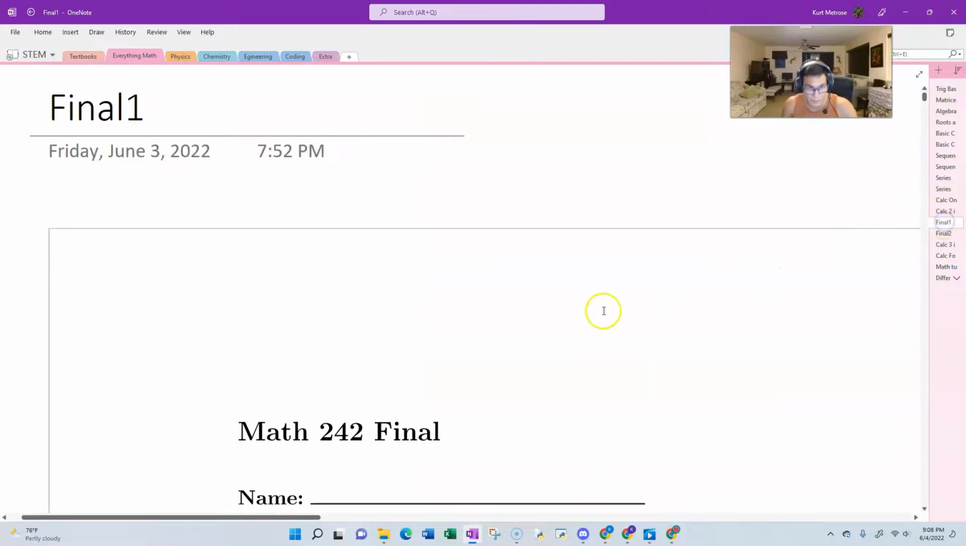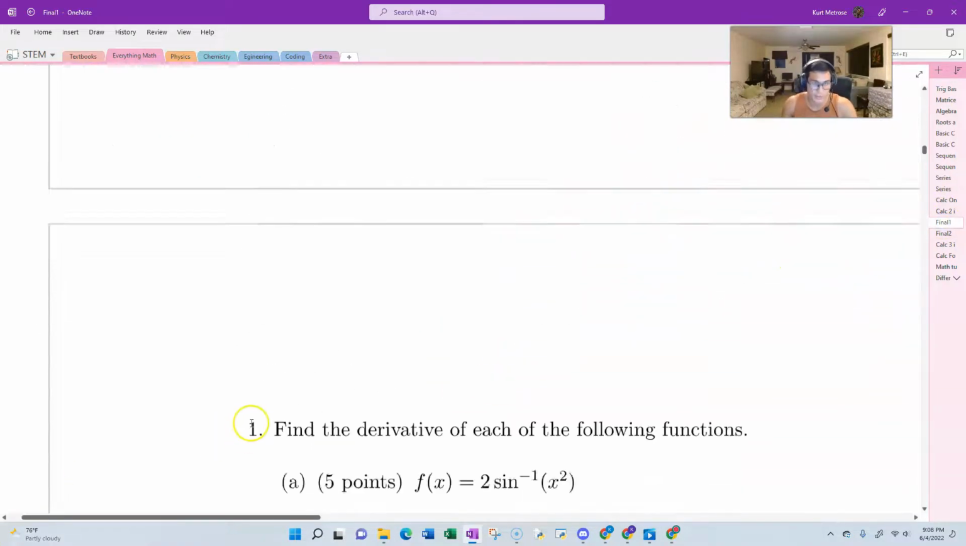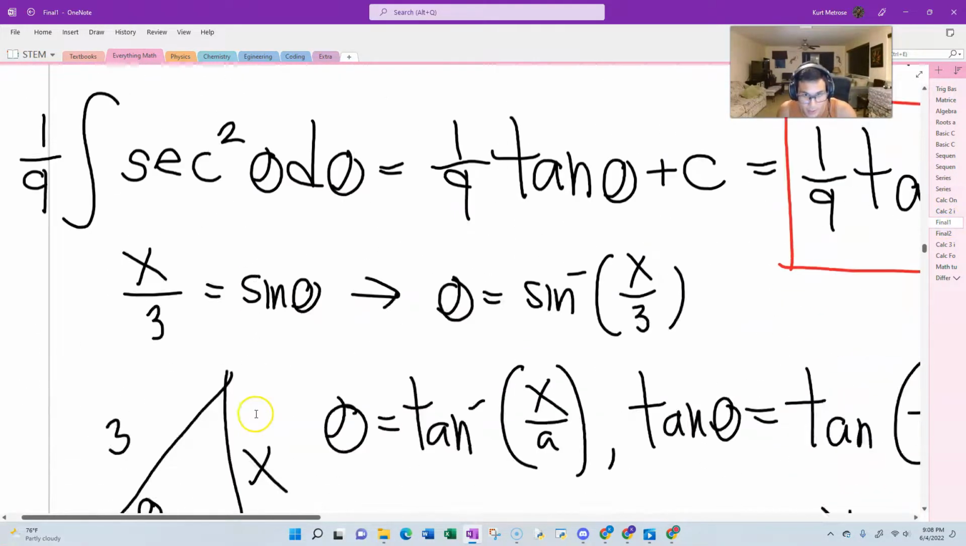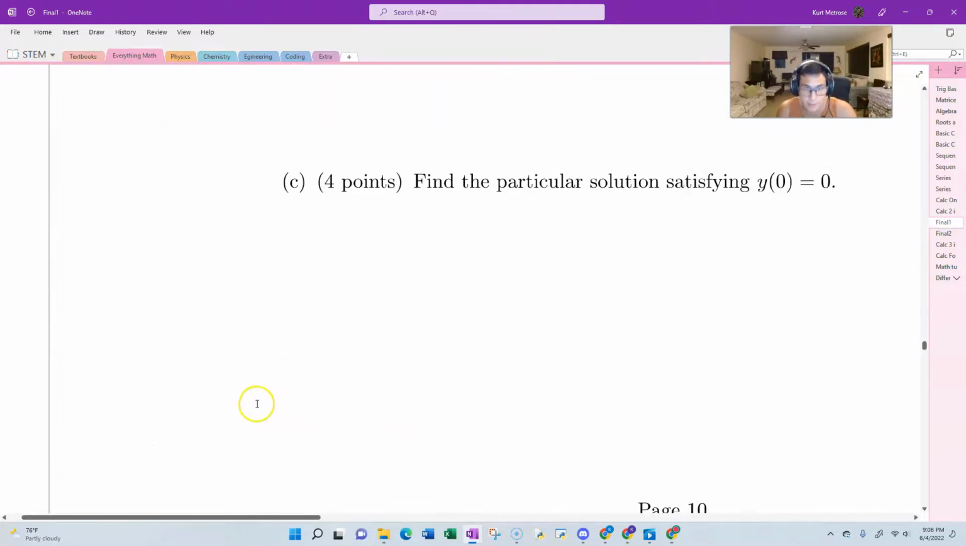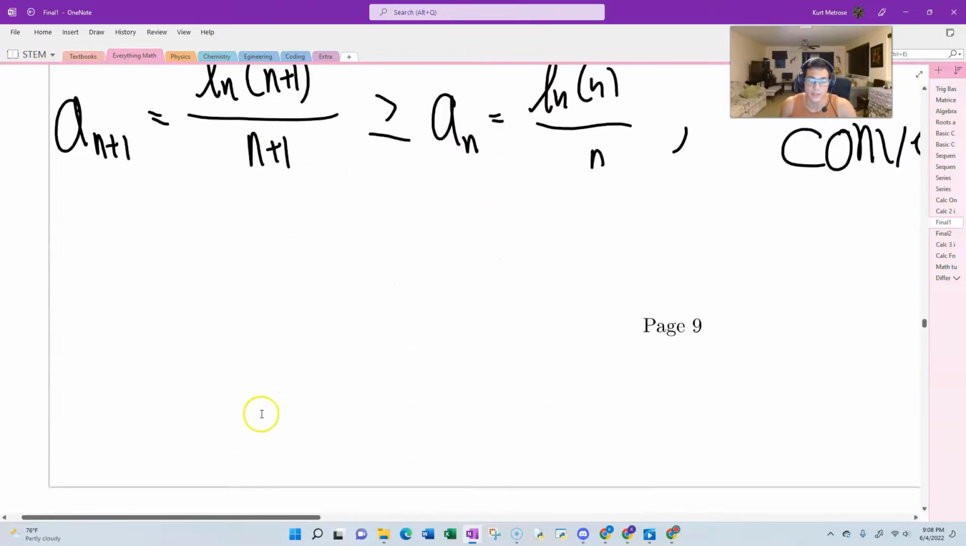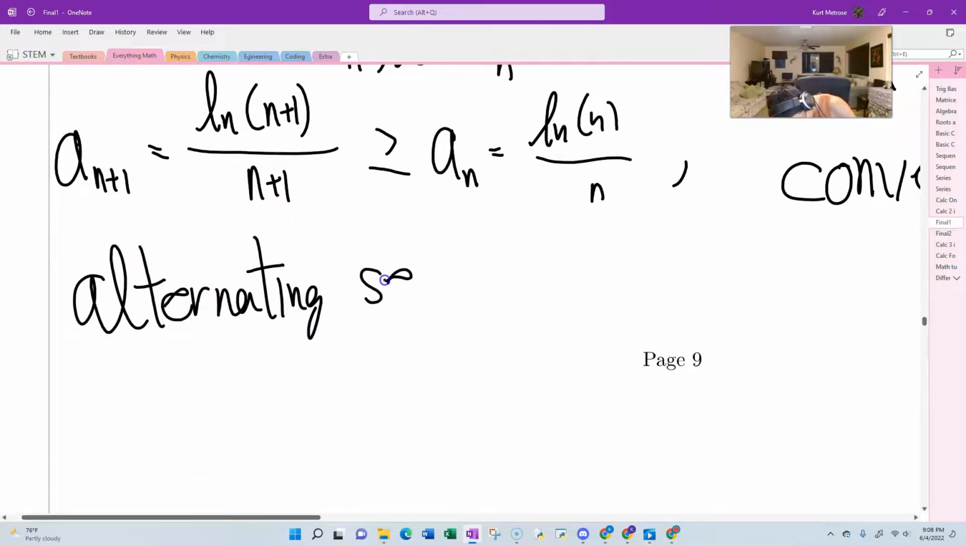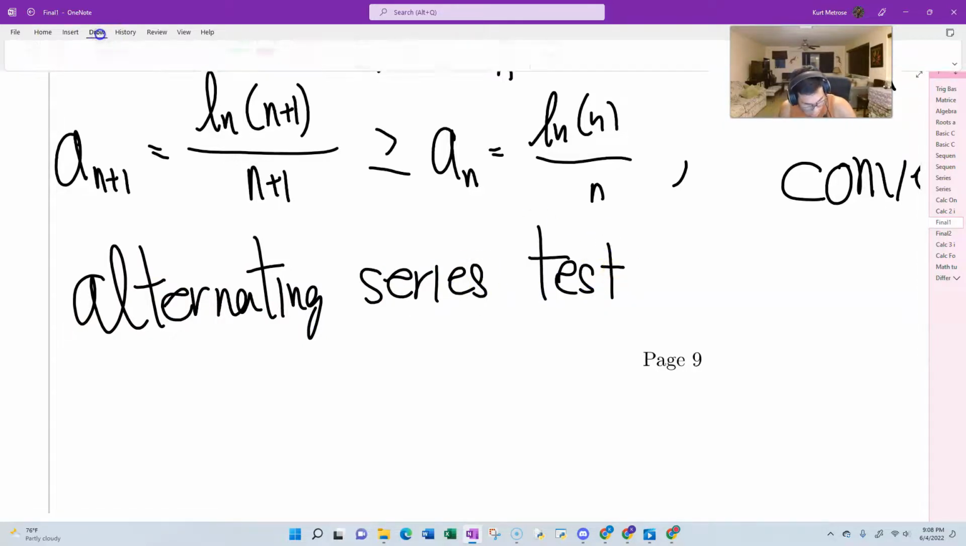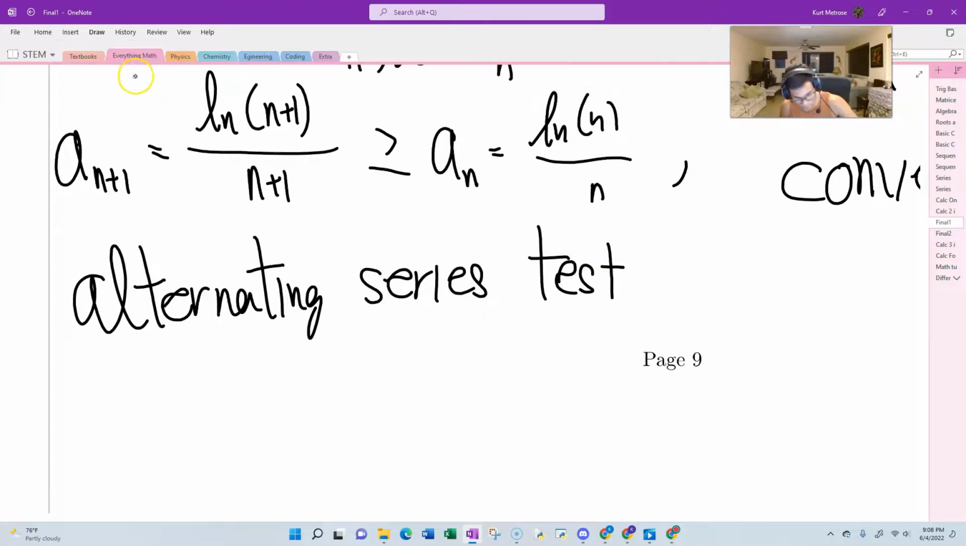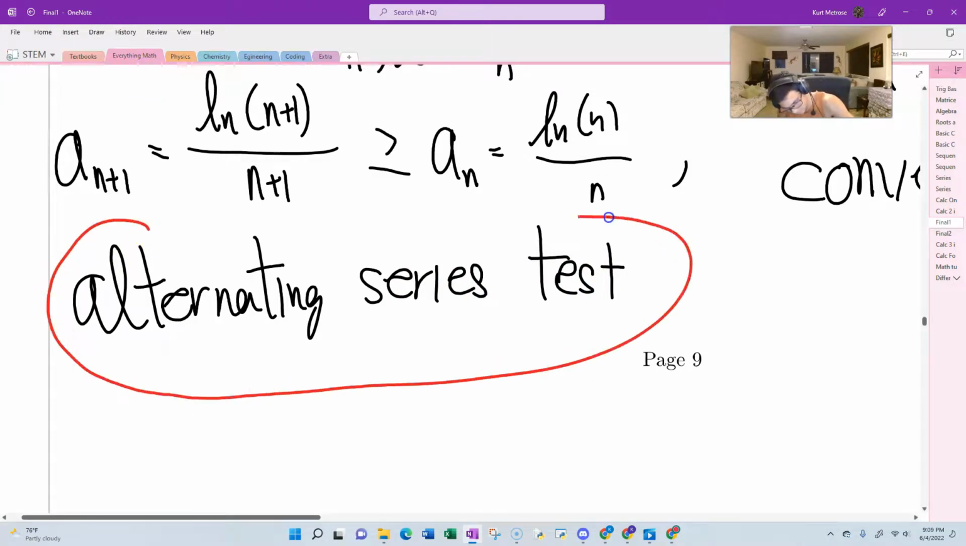Okay, let's go and write that down. Alternating series test. So it's funny because it's an alternating series and it converges. There we go. That's your answer.